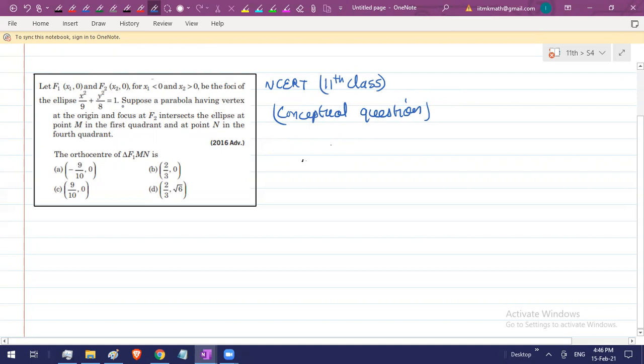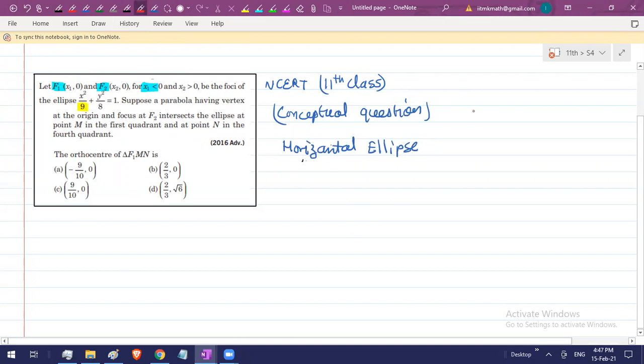So what you can do, simply you can see that there is one ellipse, and the major axis is the x-axis. So this is a horizontal ellipse. First of all, while solving a problem, you confirm whether it is a horizontal ellipse or a vertical ellipse. Then they want you to calculate the foci. Both the foci they have considered and mentioned clearly that F1 has a negative abscissa.